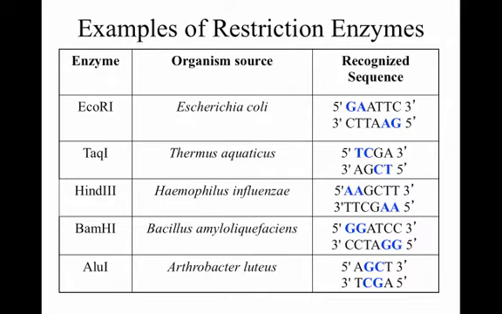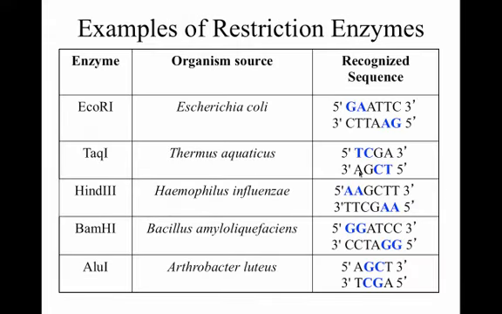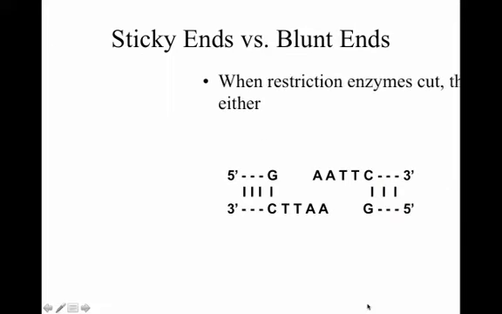What I do want you to know about is the types of cuts that they make. If you go back for a second, you can see that here, if it cuts here and here, it would make a zigzag cut. Whereas if you go down here to the ALU1 cut, it would be straight down. So the difference is what they call sticky ends versus blunt ends.